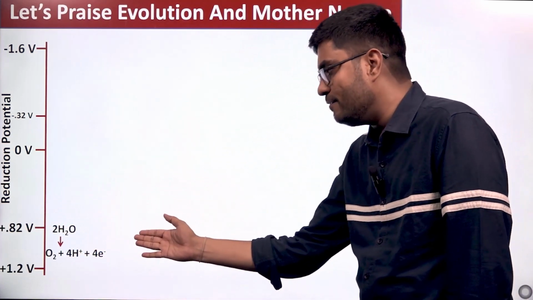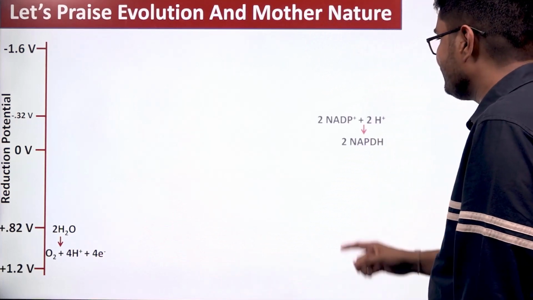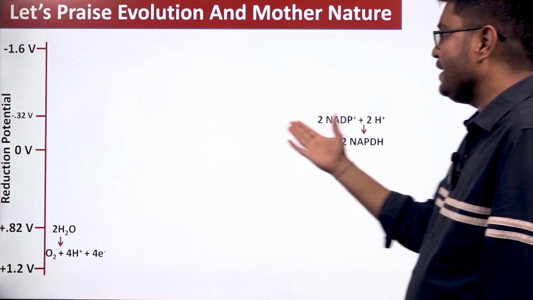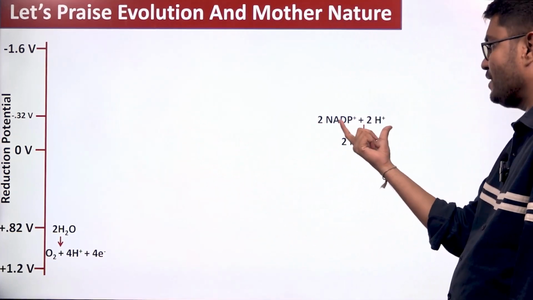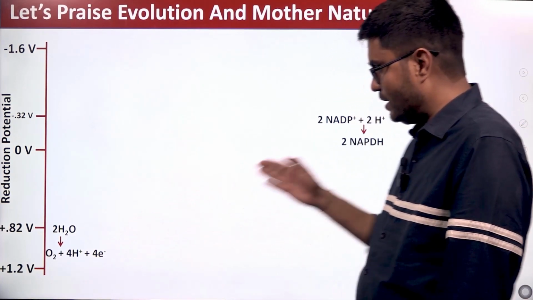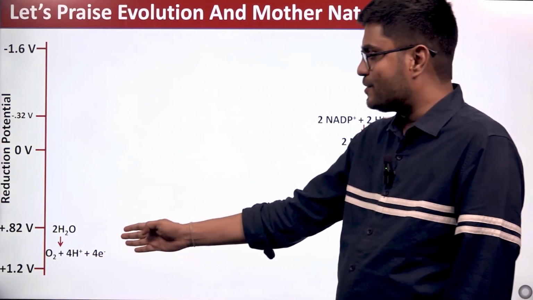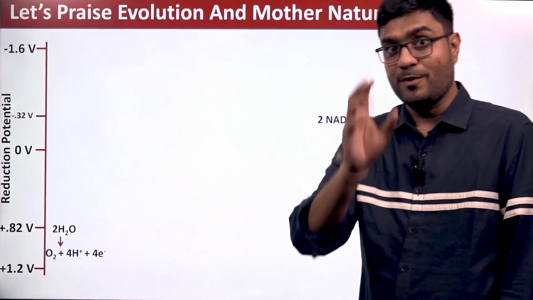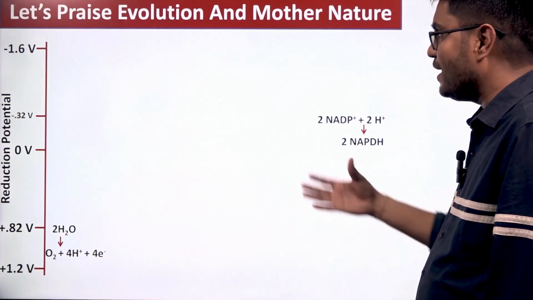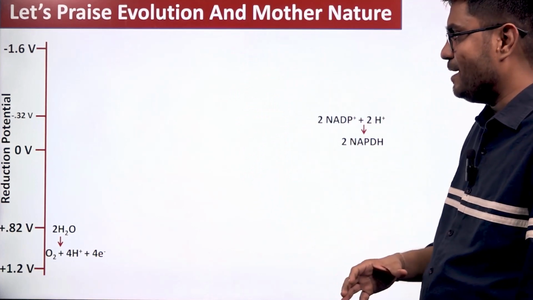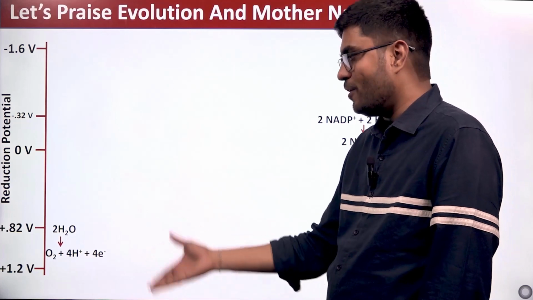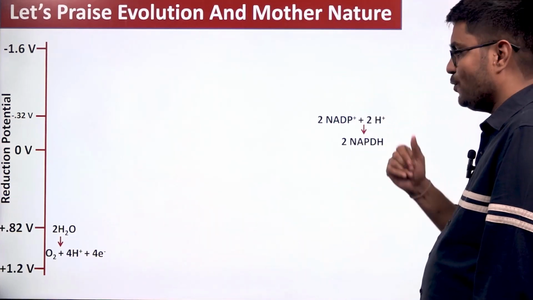Now we have to give these electrons to NADP, which is having a reduction potential of minus 0.32 volt. So the position of NADP plus is here. Now the electrons have to go from here to here, from high reduction potential to low reduction potential, which is not possible without making any exception. But we are not going to do that. We are going to understand the design created by Mother Nature to analyze why these electrons are able to go from high reduction potential to low reduction potential.